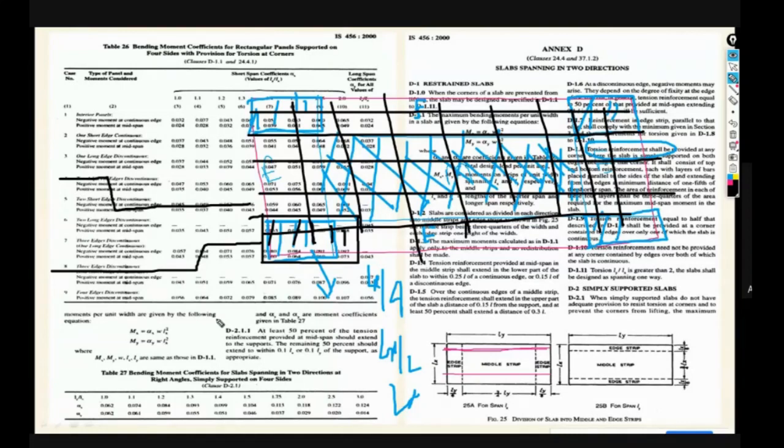Why are we providing this torsion reinforcement? What is the aim of the torsion reinforcement? Anyone can reply. To resist the uplift of the slab at the corner. Correct. So to resist this uplift of the slab, we have to provide the reinforcement on the top of the slab.